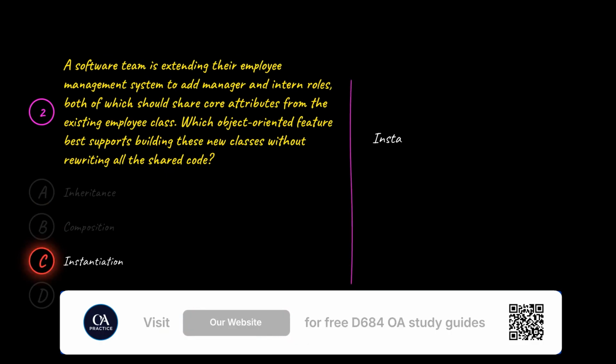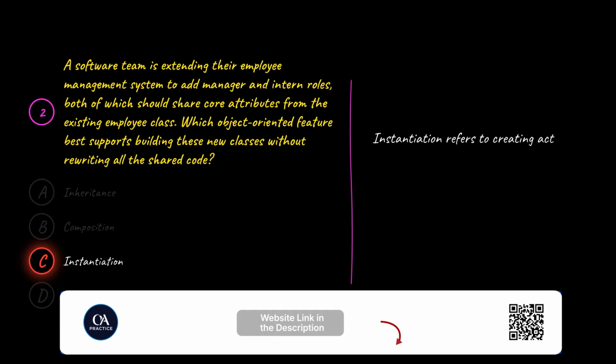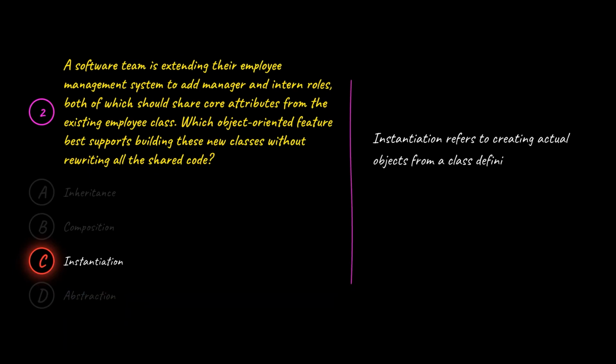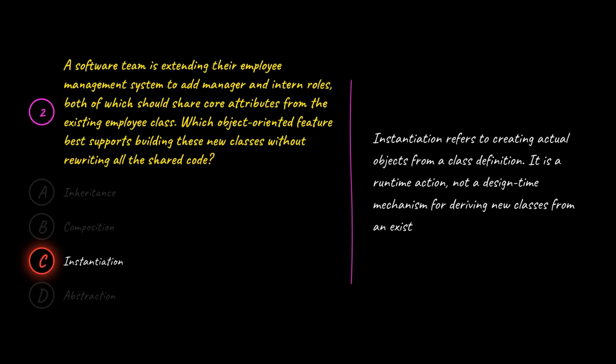C is wrong because instantiation refers to creating actual objects from a class definition. It is a runtime action, not a design time mechanism for deriving new classes from an existing one with shared attributes.